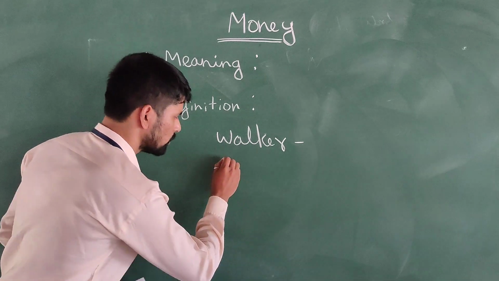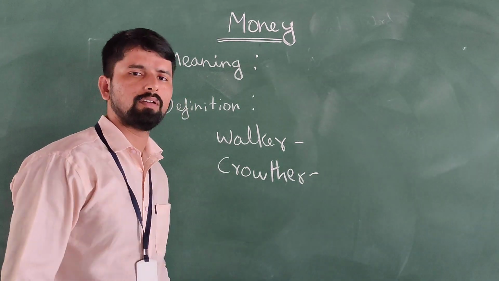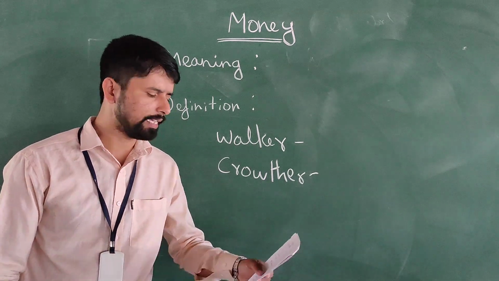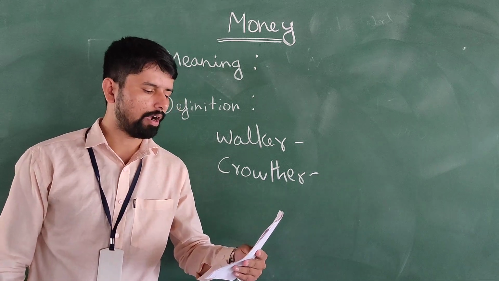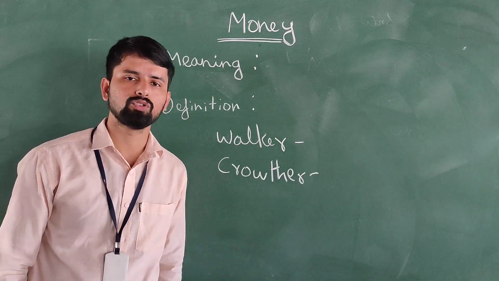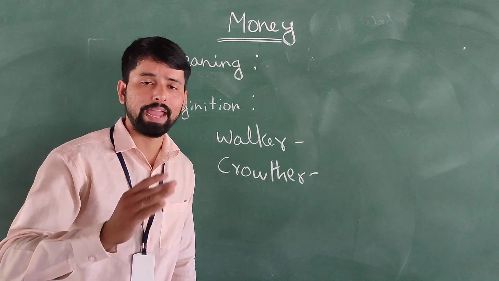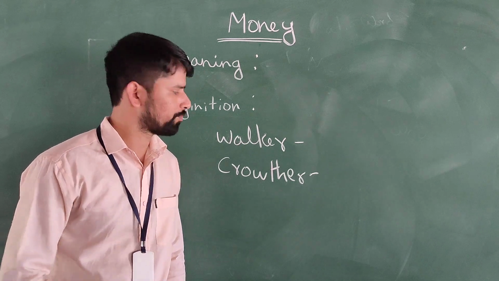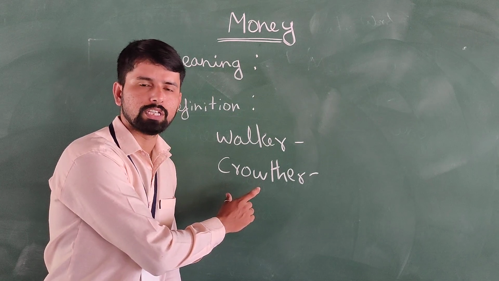Then second one, Crowther. Crowther is another famous economist. He defined money as anything that is generally acceptable as a means of exchange and at the same time acts as the measure and the store of value. That is the definition given by Crowther.